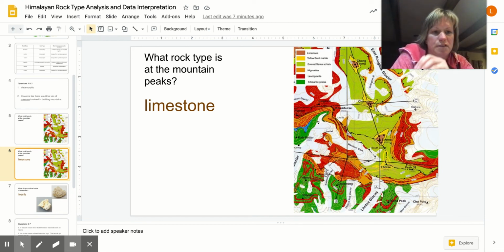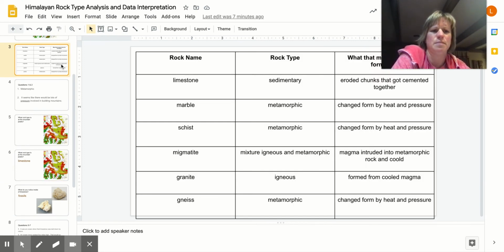Now you should be feeling a little bit of shock about limestone at the top of the mountain, because remember, it's sedimentary, and sedimentary rocks are formed at the bottoms of lakes and oceans. So it should be making you go, how did the bottom of a lake or ocean get all the way up to the tallest peak? And then it gets even more puzzling.